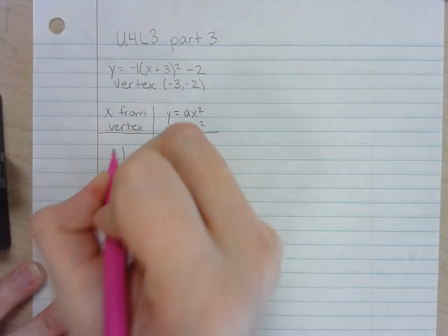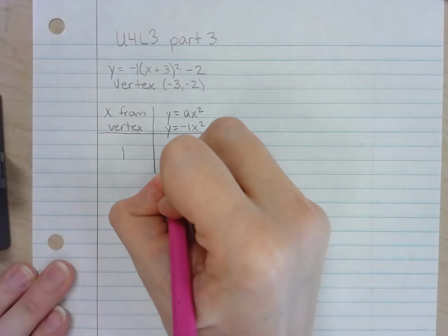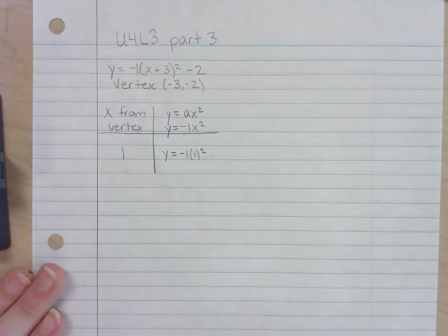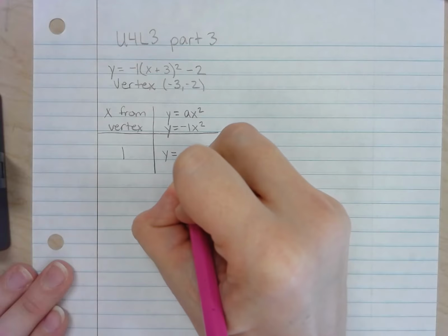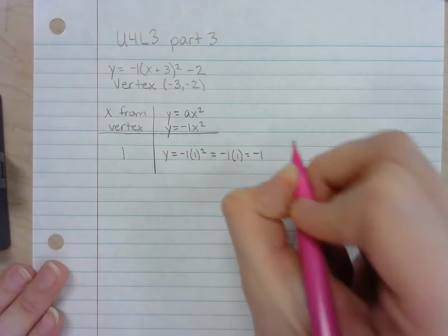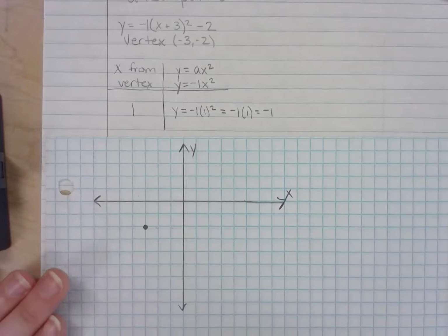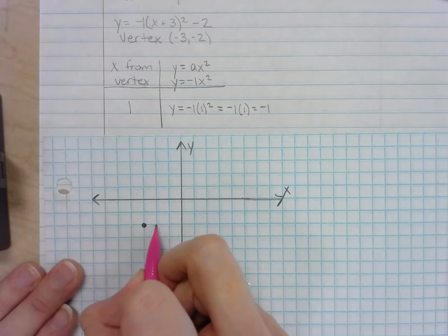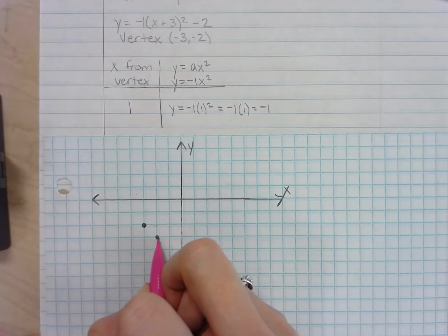So one x value from the vertex. Let's evaluate y equals ax squared. So y equals negative 1 times 1 squared. Exponents first, so negative 1 times 1 gives us a negative 1. So let's move in that direction on our graph. From our vertex point, we'll move one x value away and then move negative 1 y value.